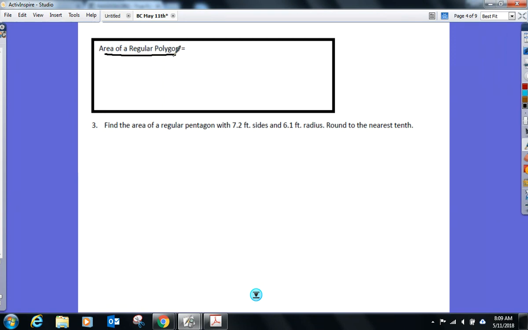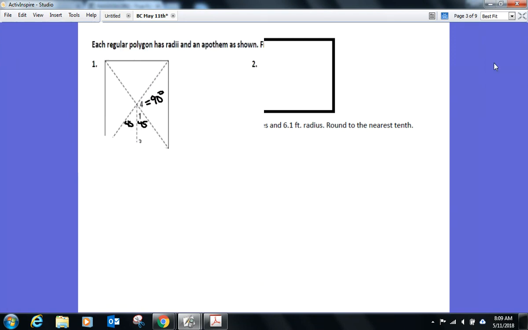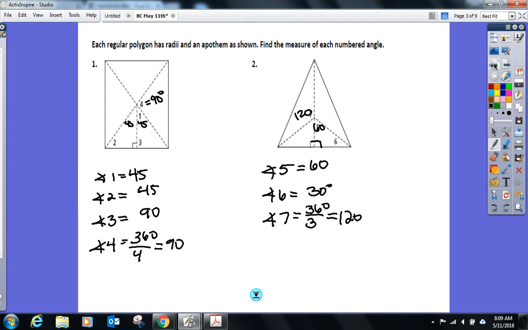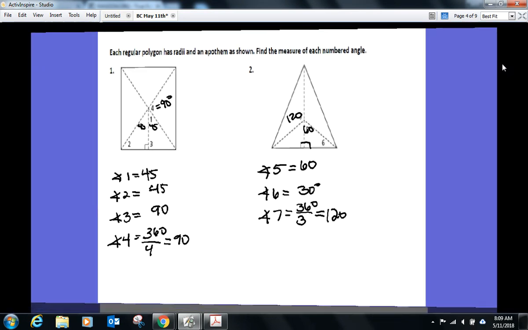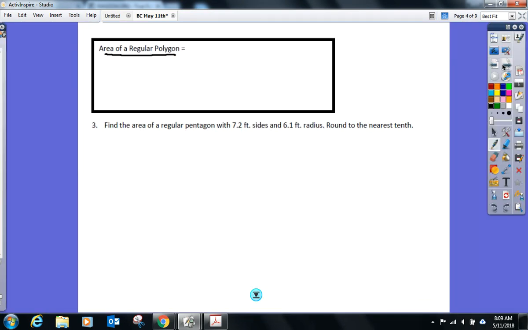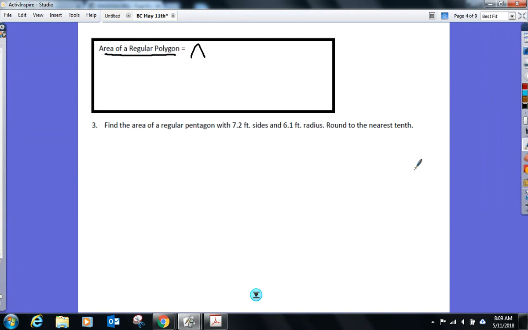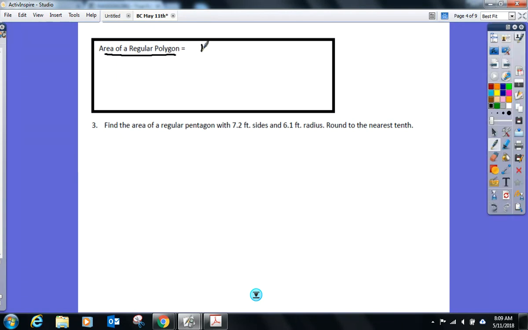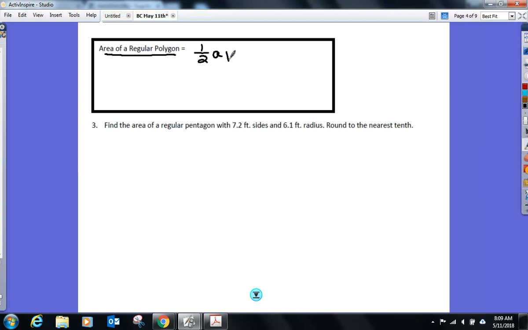I'm going to give you a formula. I'm going to regret this. You can find the area of each triangle, multiply by how many of them. I'm fine with that. Or I'm going to give you a formula if it's easier for you to use to find the area of any regular polygon. I don't care how many sides it is. It's going to be 1/2 lowercase a, lowercase p. Let's see if you guys can guess what each letter means. 1/2 AP.